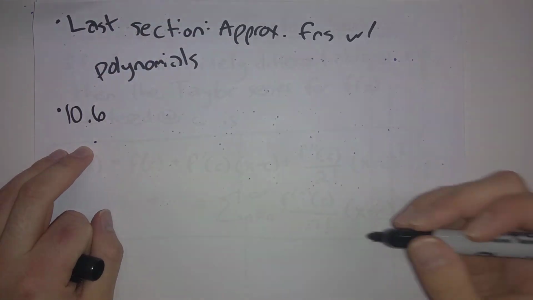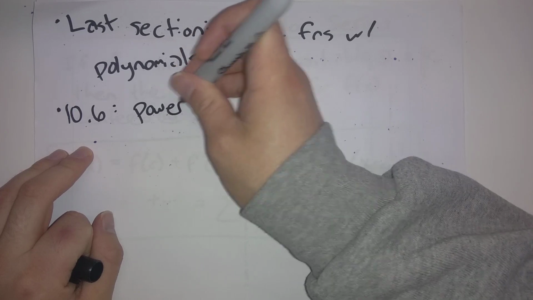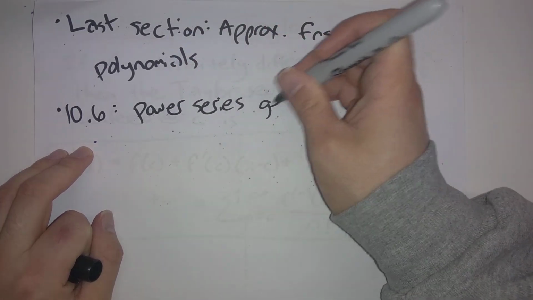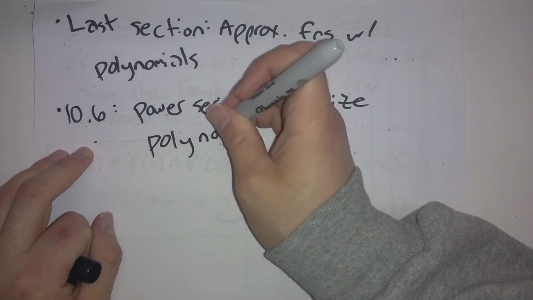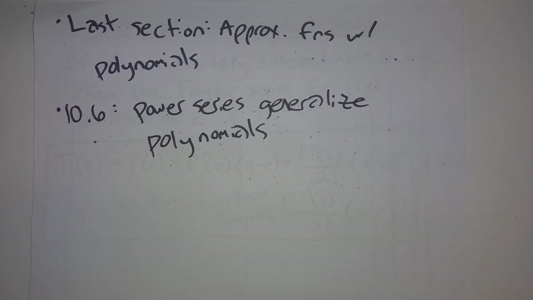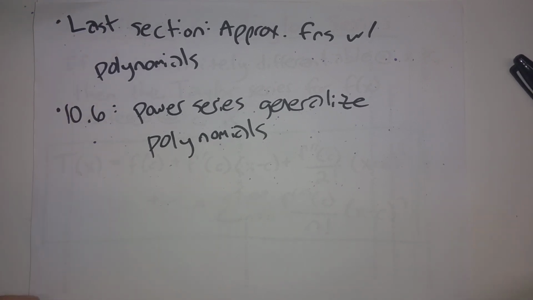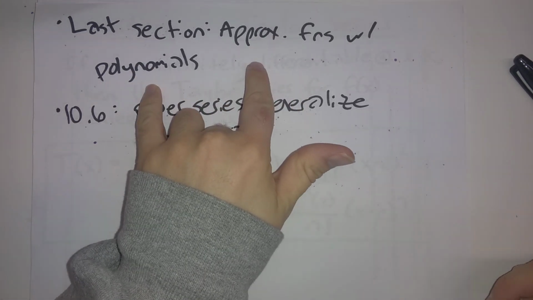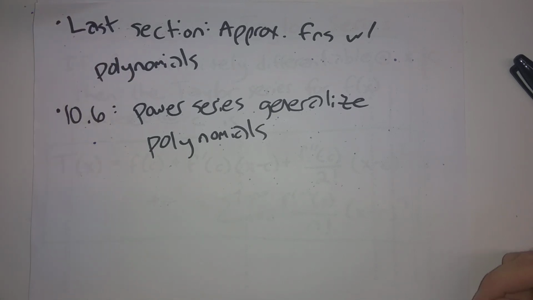In section 10.6 on power series, we talked about how power series generalize polynomials. In some sense, a power series is an infinite polynomial. So guess what? If this is a live class, I'd be asking, what do you think we're going to do now? Well, we're going to take our Taylor polynomials from section 10.7 and turn them into power series.